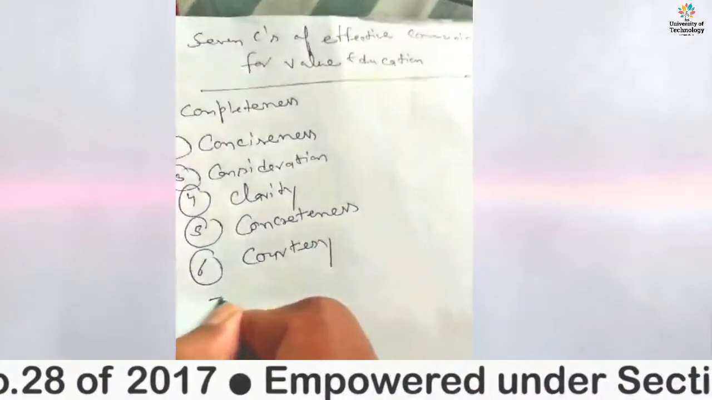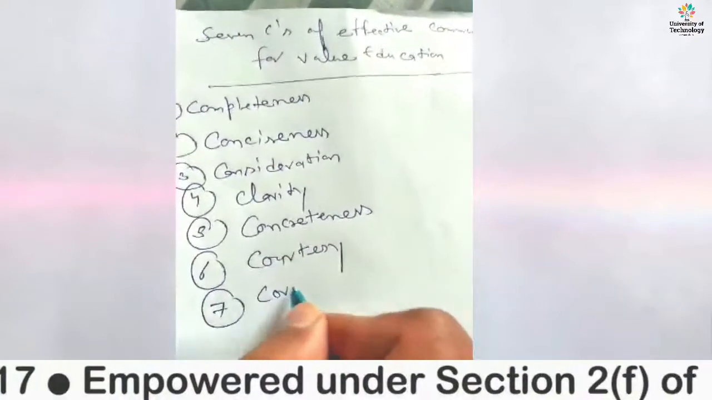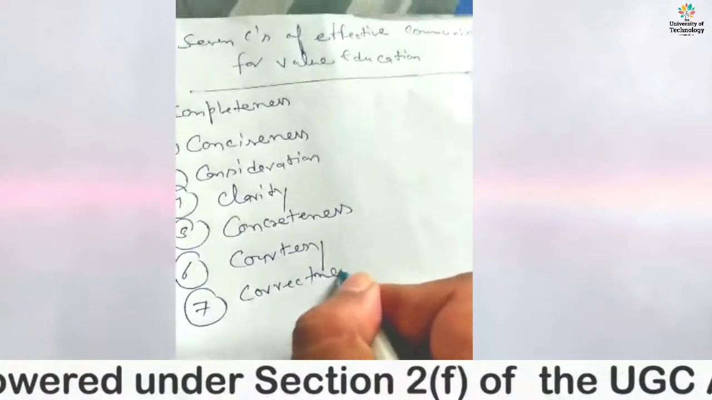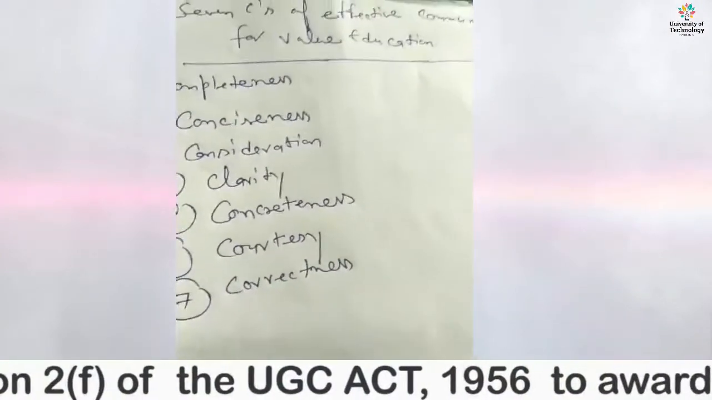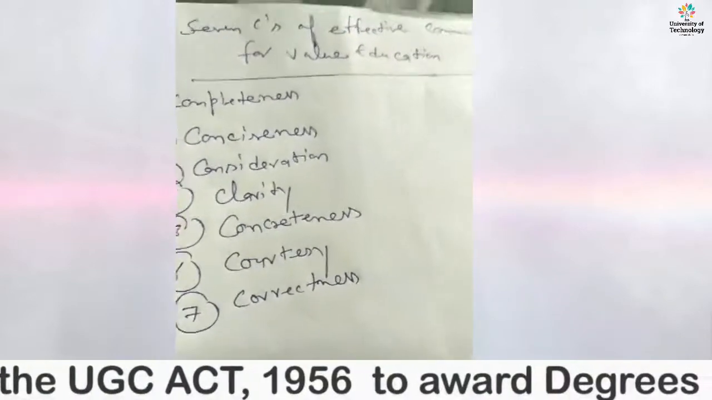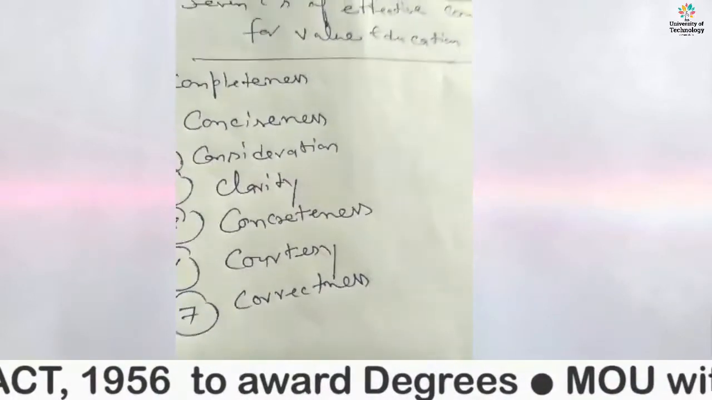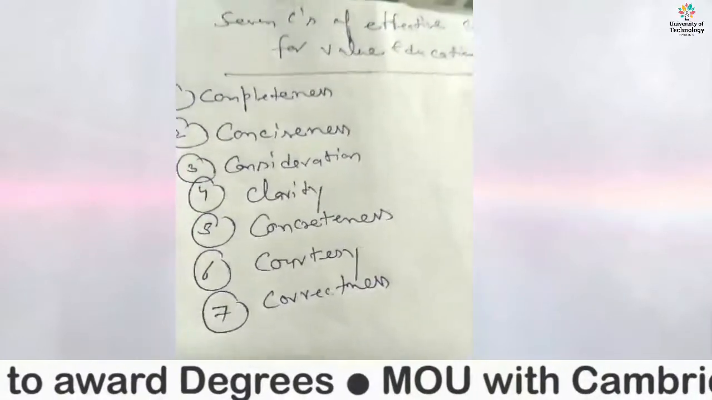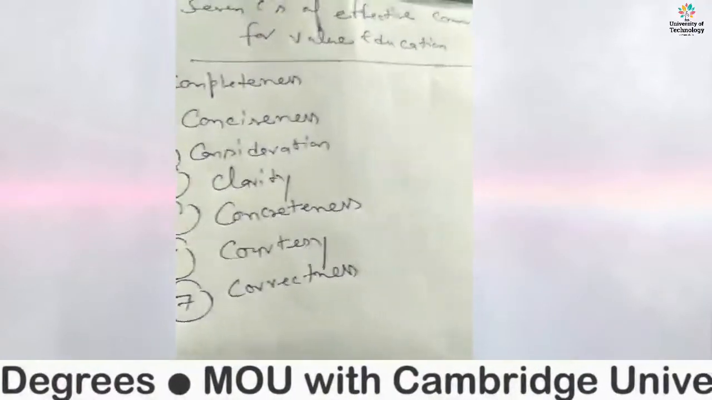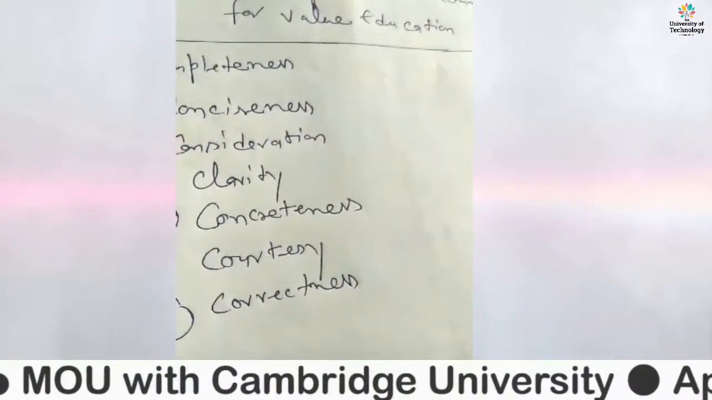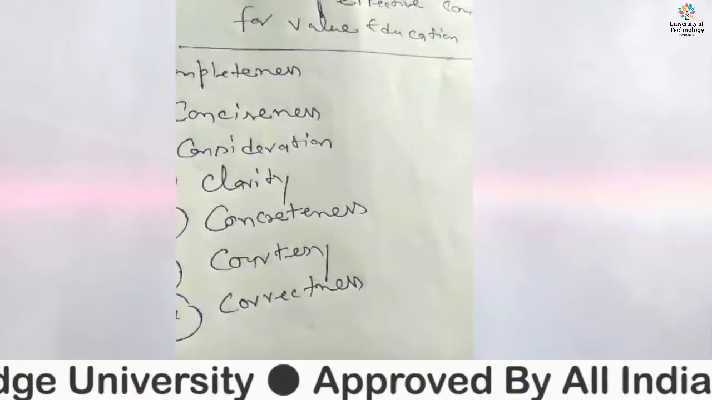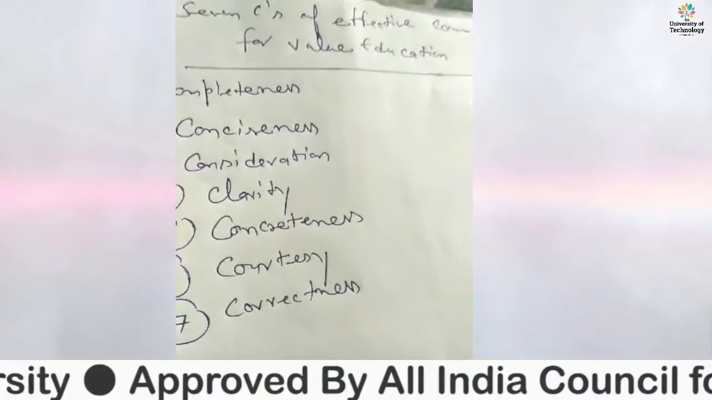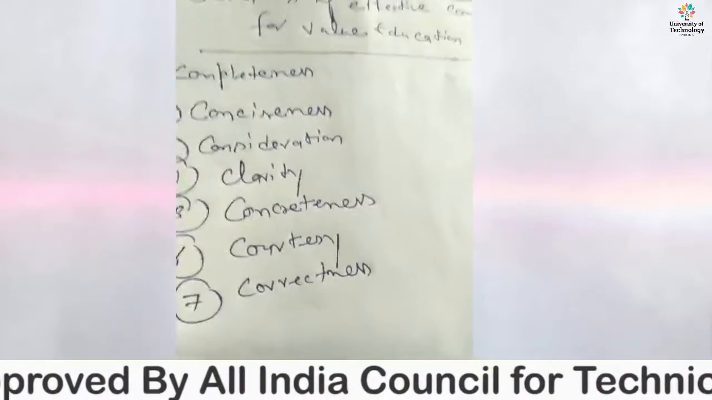Next, correctness. Correctness in communication implies that there are no grammatical errors in communication. Correct communication has the following features: the message is exact, correct, and well timed. If the communication is correct, it boosts up the confidence level. A correct message has greater impact on the audience and readers. It makes use of appropriate and correct language. So these were the 7 Cs of effective communication.